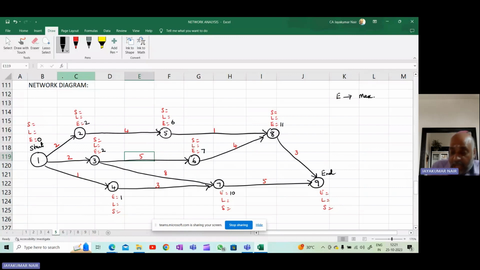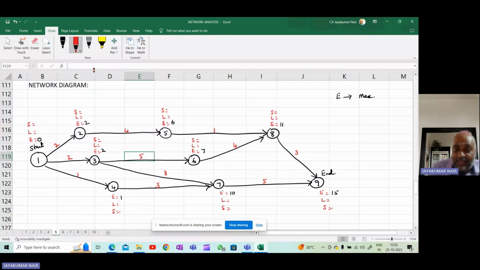So again, when you see this node 9, there are two arrowheads entering. So it could be 10 plus 5, that is 15, or 11 plus 3, which is 14. The higher of the two will be taken. So this is 15. So I have calculated E values at every node. Now, this is known as the forward pass because you're moving from node 1 to node 9.